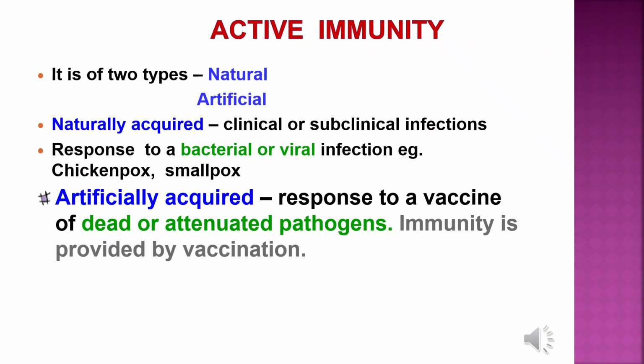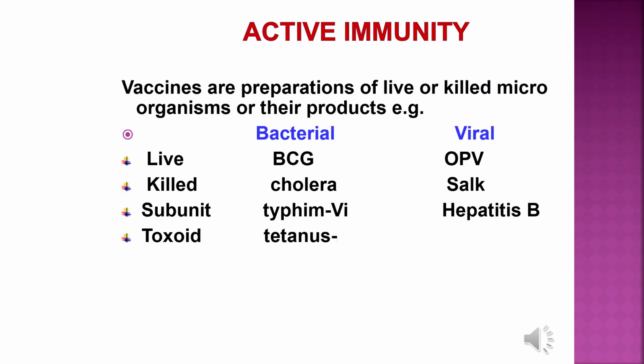Then naturally acquired immunity is through clinical or subclinical infections. We already saw the response to a bacterial or viral infection, for example chickenpox, smallpox. Artificially acquired active immunity is the response to a vaccine of dead or attenuated pathogens. Immunity is provided by vaccination. Now we'll see a few vaccines.